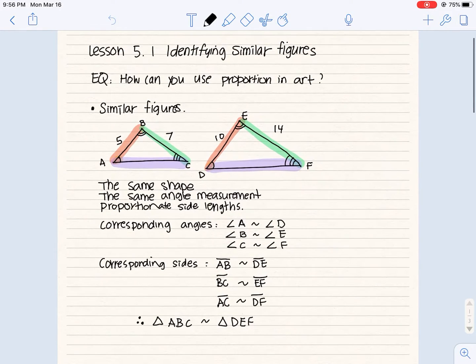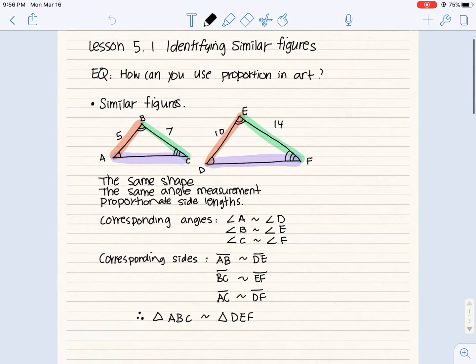This is a continuous lesson note on lesson 5.1, identifying similar figures. We actually worked on this on March 9th before, and if you are in school, you should have this portion already written down in your notebook. So I hope you have your notebook with you so you can continue the notes.